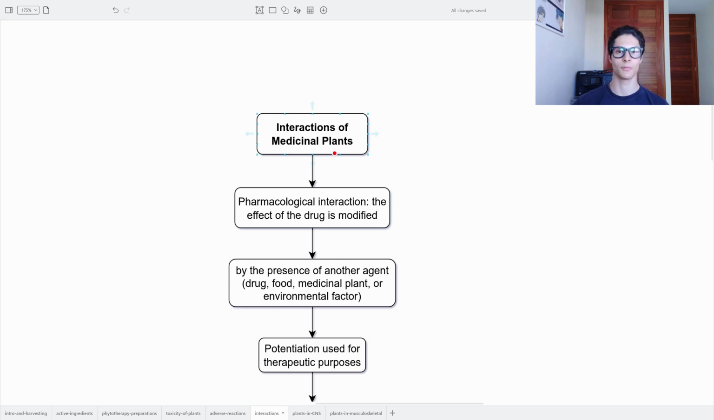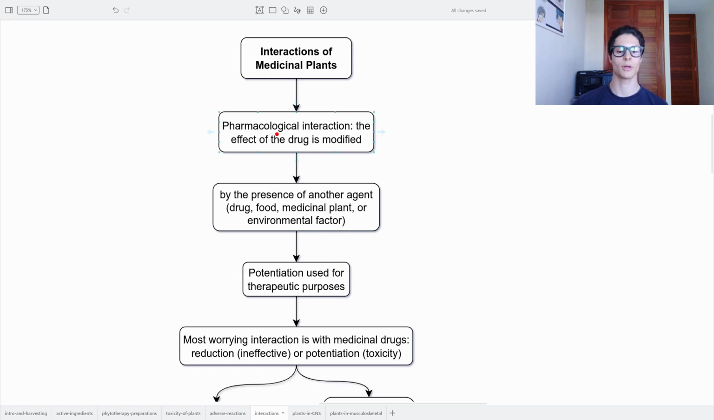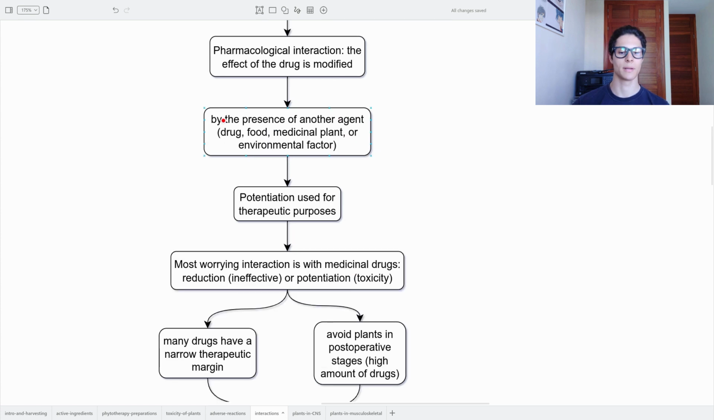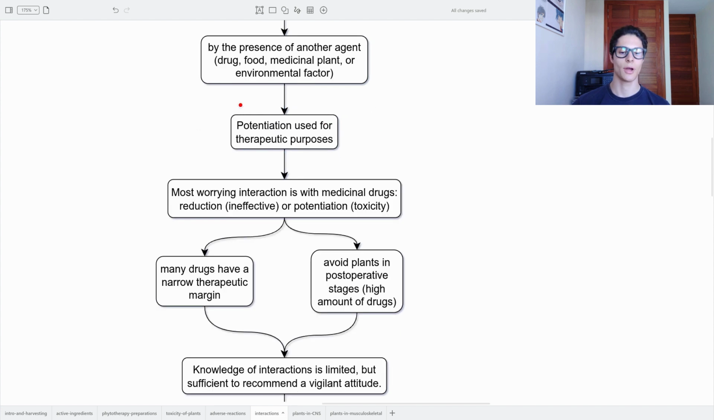As the last chapter of today's video, we talk about interactions of medicinal plants. The pharmacological interaction is basically a modification of the drug effect by the presence of another agent, such as a drug, food, medicinal plant, or even an environmental factor. You have to know that potentiation of these effects has been used for therapeutic purposes as well.